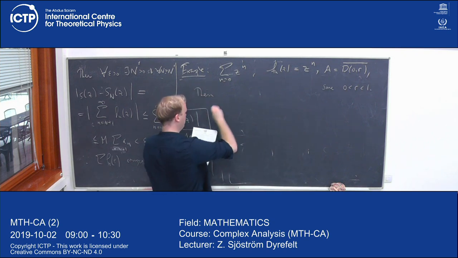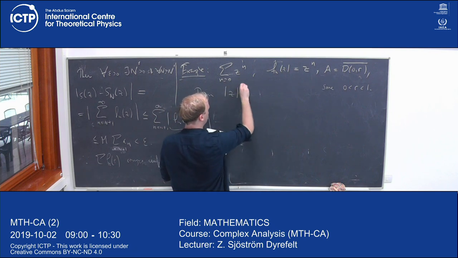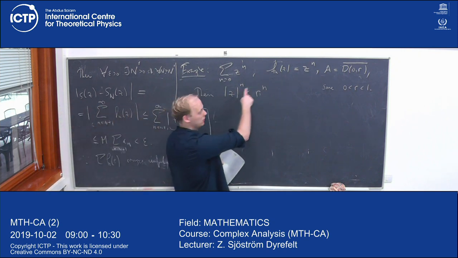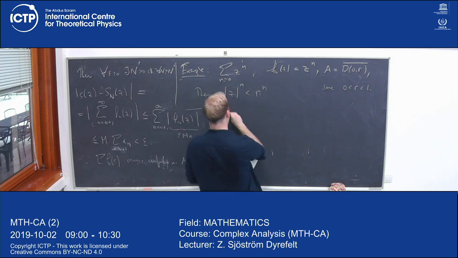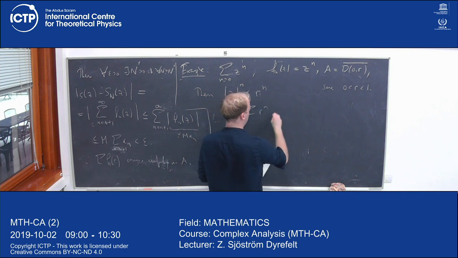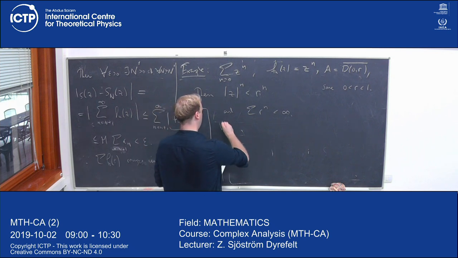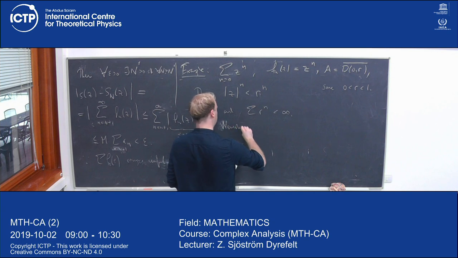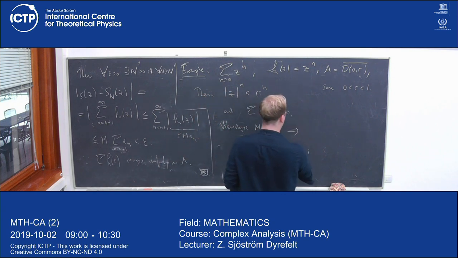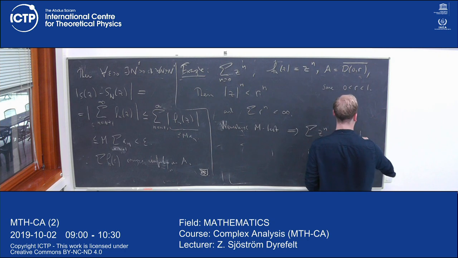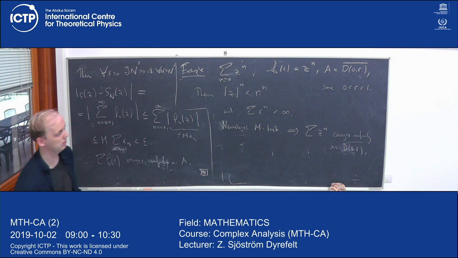Then because r is less than 1, z to the n is less than or equal to r to the n. Well, this is always true. So the absolute value of fn of z is equal to this. And of course, the sum of r to the n converges because r is less than 1. So now the M-test, the Weierstrass M-test, therefore implies that the sum of z to the n converges uniformly on this disk for any r less than 1.